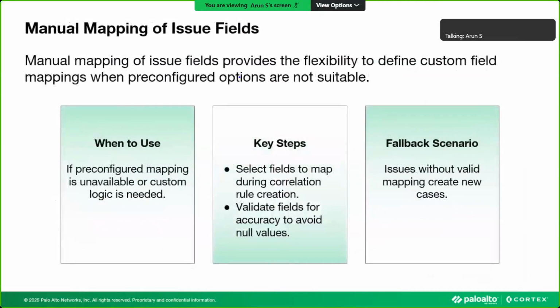So when to use manual mapping? If pre-configured mapping is unavailable, let's say, or custom logic is needed, then I will use manual mapping. Now, how do I do that? Select the fields to map during correlation rule creation. Validate the fields for accuracy to avoid any null values. Fallback scenario: issues without any valid mapping create new issues.